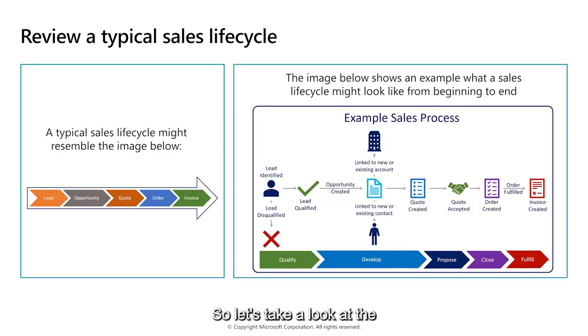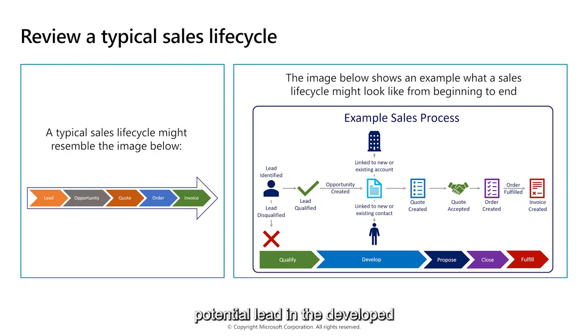So let's take a look at the typical sales lifecycle. As we can see, we've got lead, opportunity, quote, order, invoice. This is the way that it goes through the system, and this overlaps how we go with it into the system, which we've seen already.